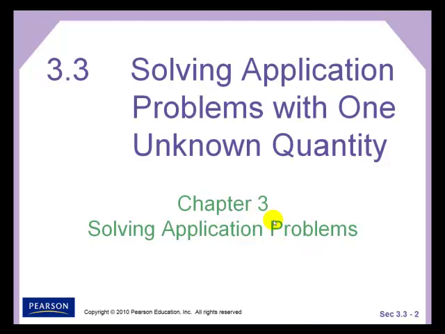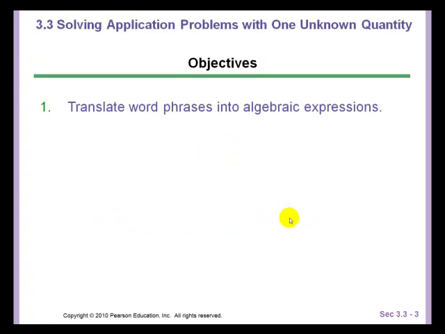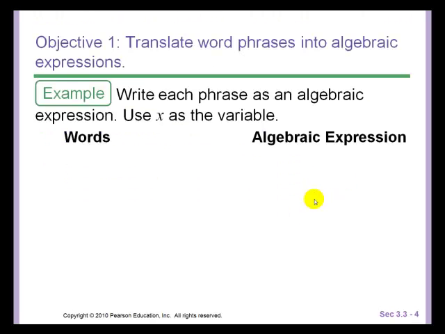Today we are doing section 3.3, solving application problems with one unknown quantity. Objectives: 1. To translate word phrases into algebraic expressions. 2. To translate sentences into equations. And 3. To solve application problems with one unknown quantity.